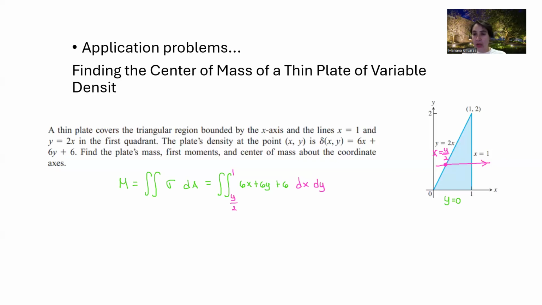And later we require dy. Remember that for the second integral, we need the lowest value of y and the highest value of y. So in this case, it's going to be 0 and 2. And we can solve the integral now. If we integrate with respect to x, this is going to give us 6x squared divided by 2. Here, we're going to get 6y times x, and this is 6x. And we need to evaluate from y halves to 1.